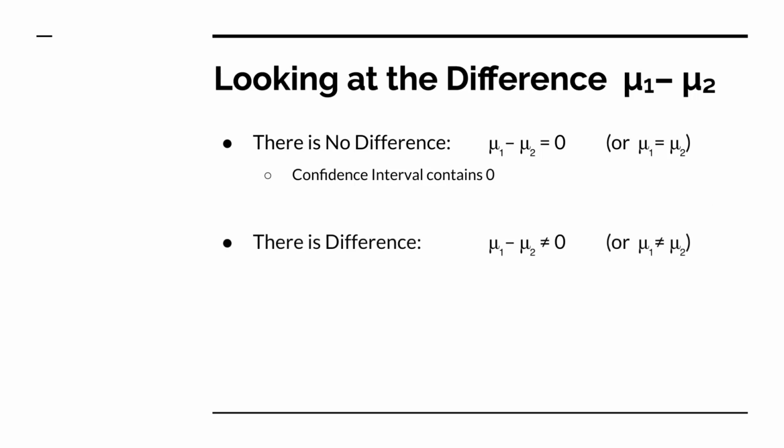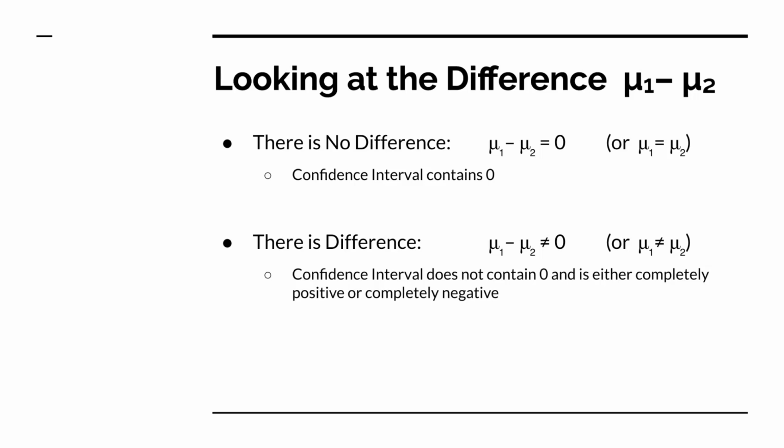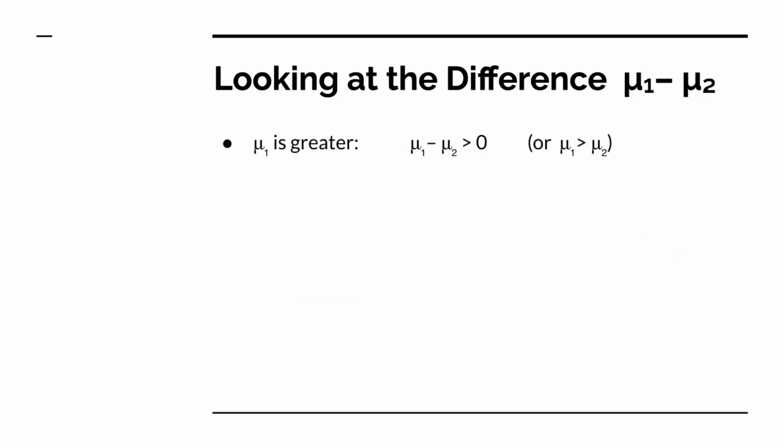If there is a difference though, if you do mu1 minus mu2, you're not going to get 0, right? If they are different, you subtract two different things, you don't get a 0. Two different cases, okay? Well, but one thing for sure, because their difference is not equal to 0, the confidence interval does not contain 0. So either it is completely positive, both the lower bound and the upper bound are positive, or they are completely negative, both the lower bound and the upper bound are negative, okay? So let's go and talk about that more.